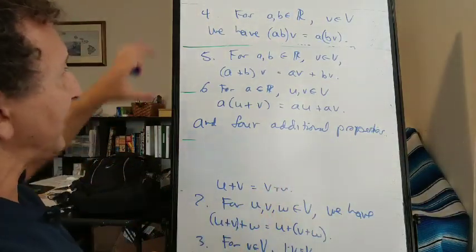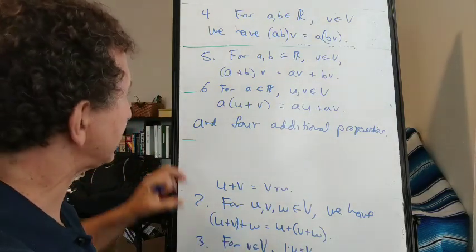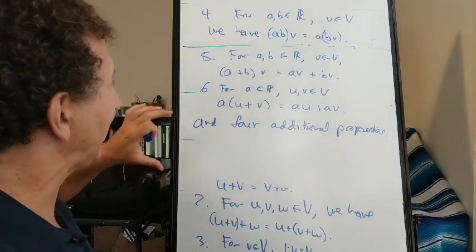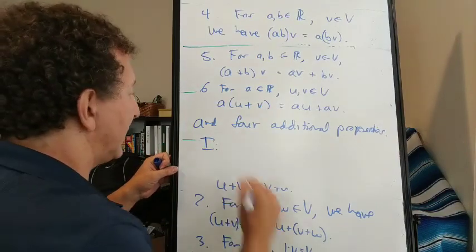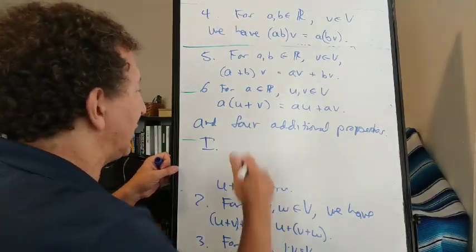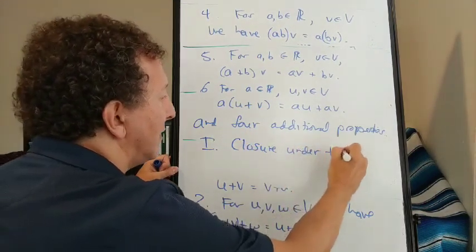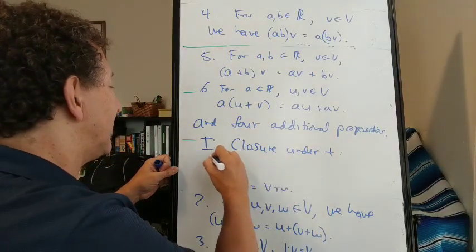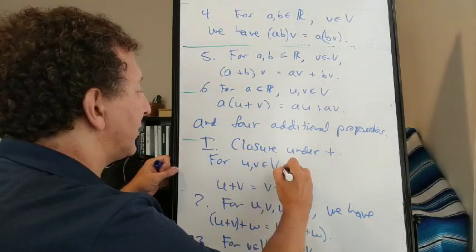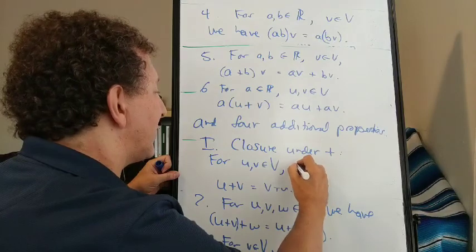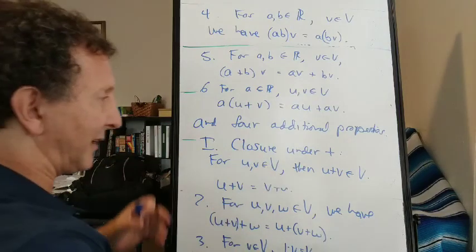So since these properties are things that we almost take for granted without thinking about them, the next properties are different. I'm going to give them different numbers. I'll give them Roman numbers. So Roman number I is going to be closure under addition. And that means that if we have u and v vectors, then u plus v has to be a vector also. So when you add two of these together, you have to get something that's in the set.